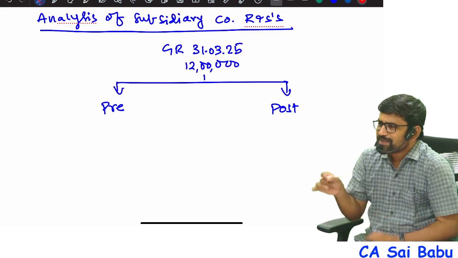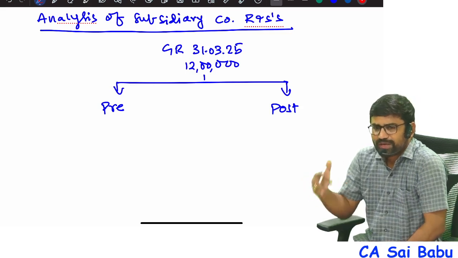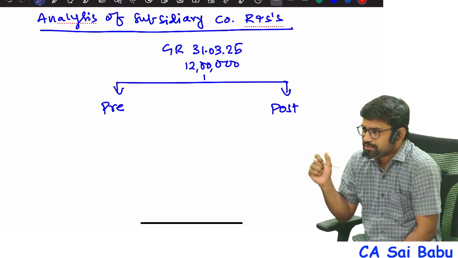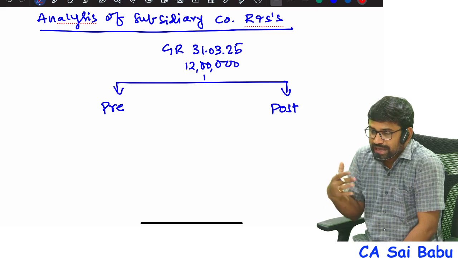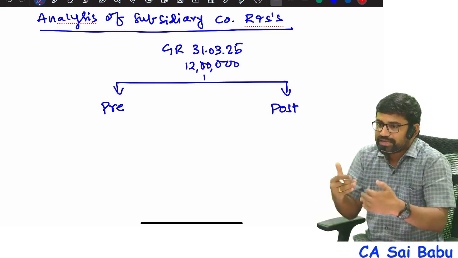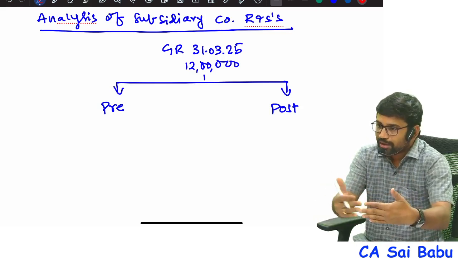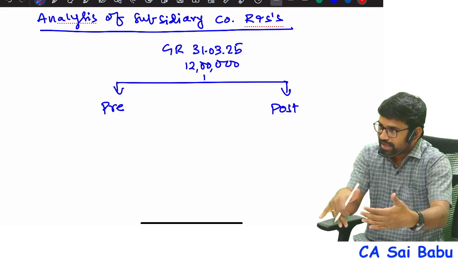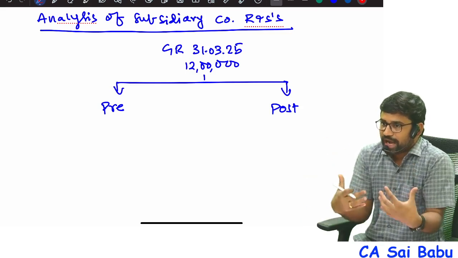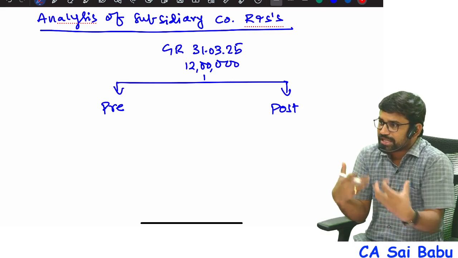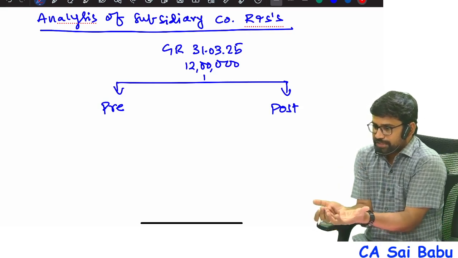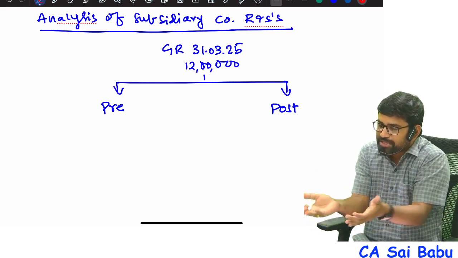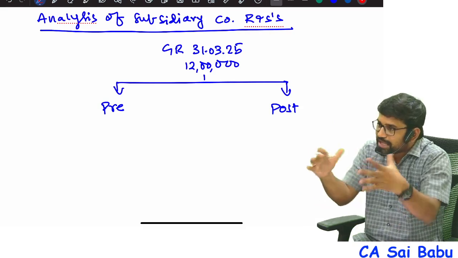Why will subsidiary company profits be analyzed like this? Why do they need to be divided into pre-post? Because as a parent company, I acquired the subsidiary on a particular day. On that day, whatever reserves are already in the subsidiary company, I don't have any investment in the subsidiary till that point of time. I am just acquiring the subsidiary company, and by the time I acquire it, there are already some reserves and surplus in the subsidiary company.